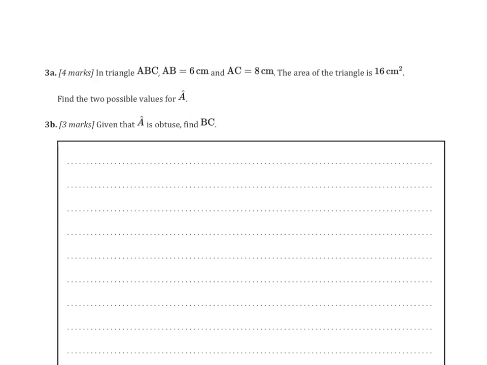Okay, so here's a problem that doesn't have a triangle drawn for us, so we're going to draw it. When you draw the triangle, it truly does not matter what your triangle actually looks like, because we're not drawing it to scale, we're just labeling it correctly. So I'm going to label my triangle ABC. We know AB is 6 centimeters and AC is 8 centimeters. And we know that the area is 16 centimeters squared. Find the two possible values, so we should make sure that we're getting two answers, for angle A. So this is the angle we're solving for.